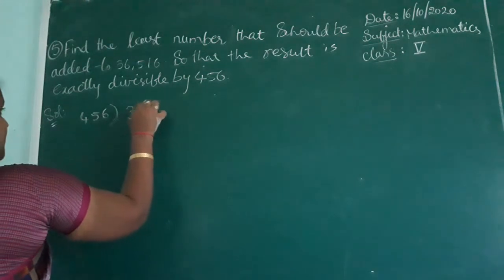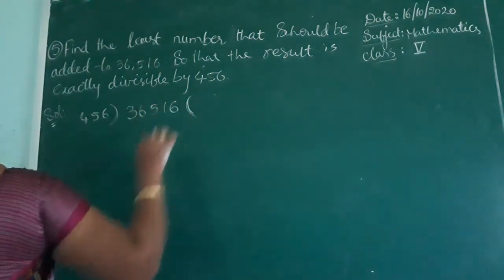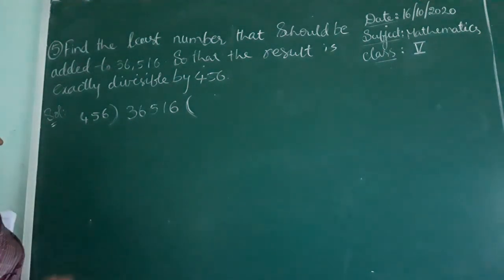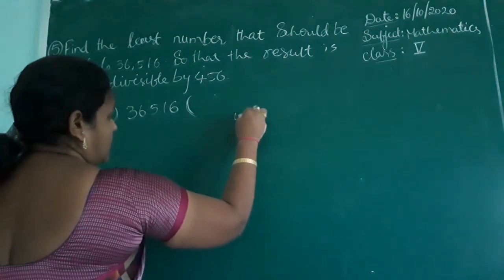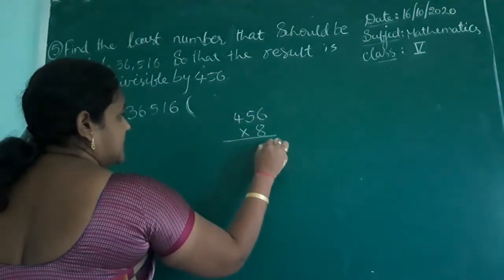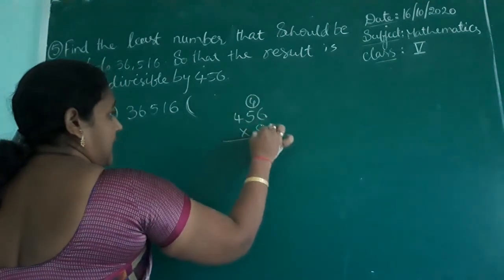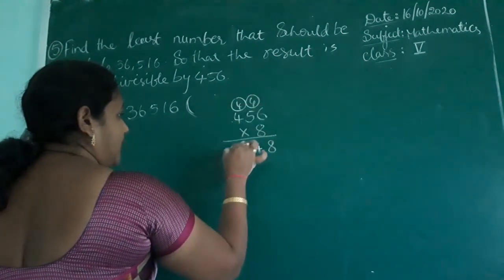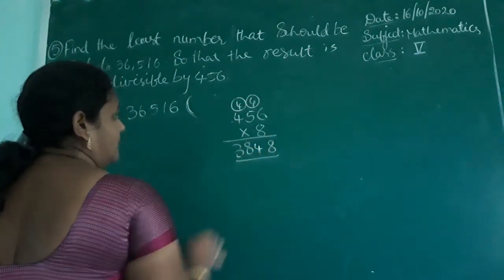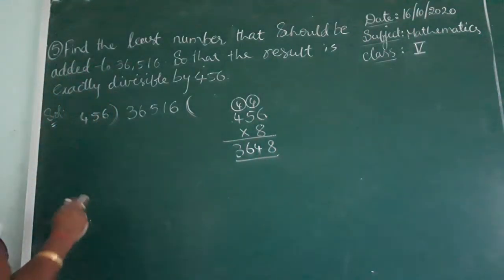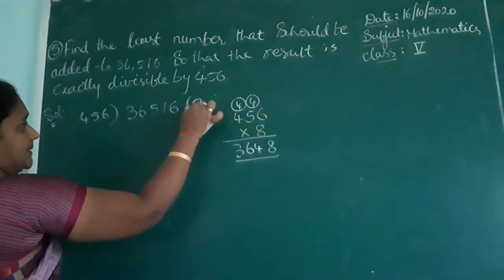456 divides 36,516. Here, 3 digits, if you take 365, it is lesser than 456, so take 4 digits. Division: 456. 8 6s are 48, 8 5s are 40 plus 4 is 44, 8 4s are 32 plus 4 is 36. Okay, see, 8 times is nearer to that number, so 8 times.